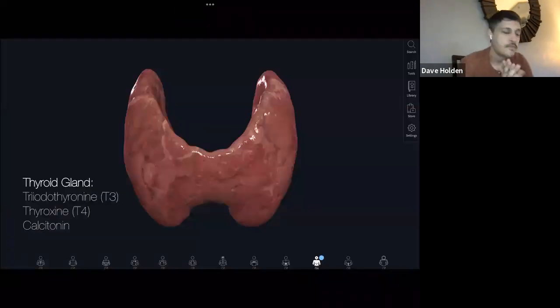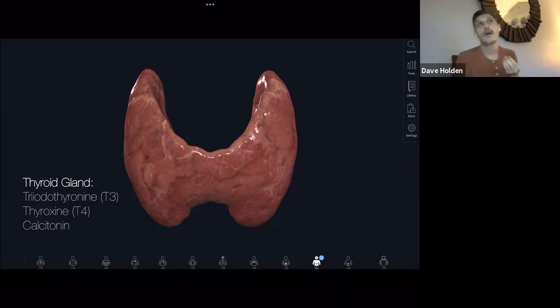All right, I figured we would start with a review of the glands of the system, what the glands do, what they produce, and then we'll start getting into some specific disorders. We'll start with the thyroid gland. The thyroid gland is kind of a bow tie shaped gland, sits right here in the front of the throat.